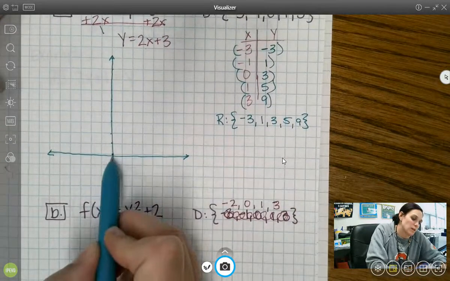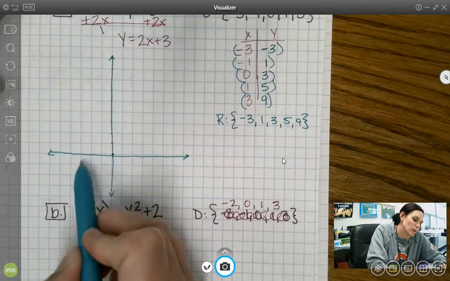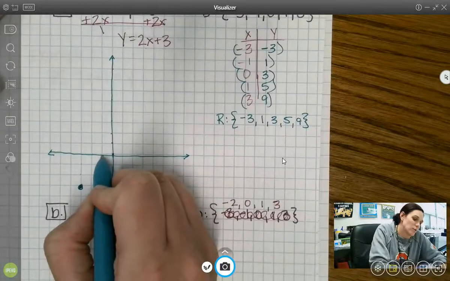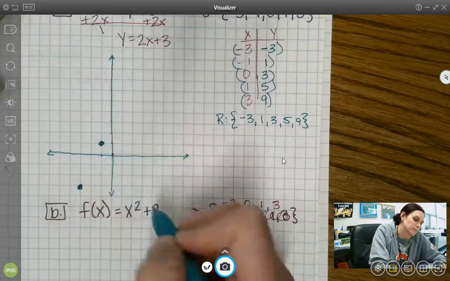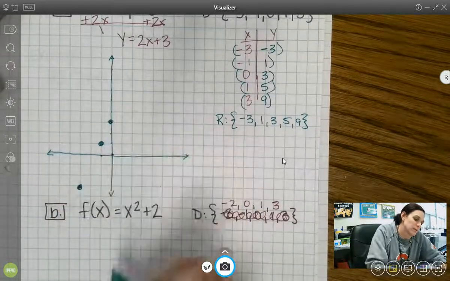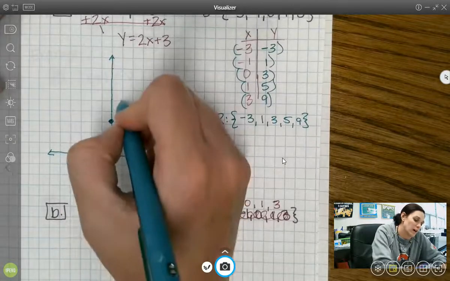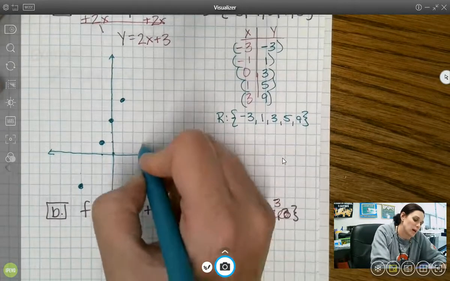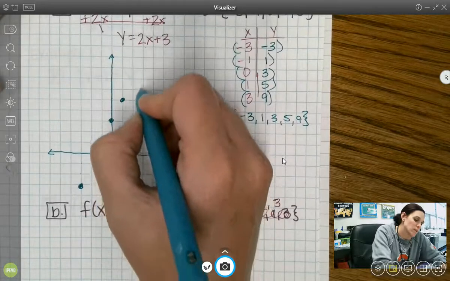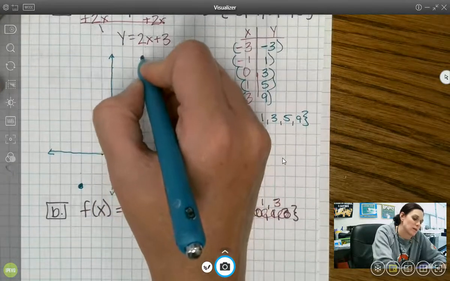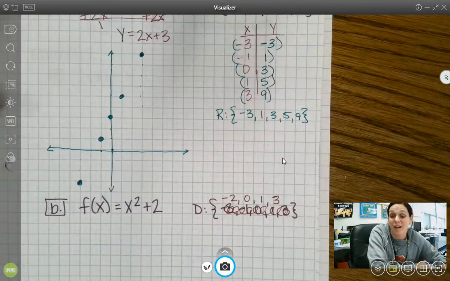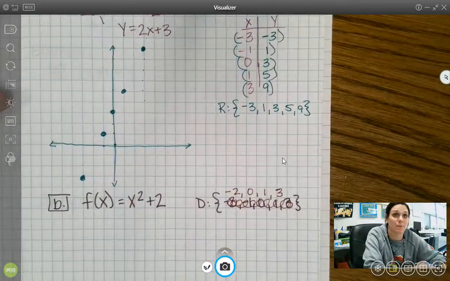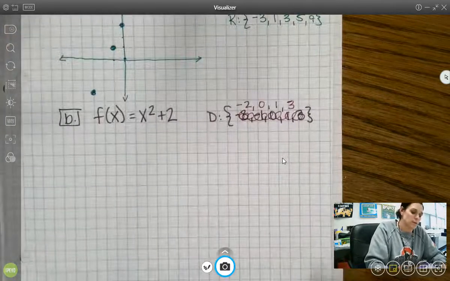So -3, -3, 1, 2, 3, 1, 2, 3, plot your point. -1, +1, 0, 3, 1, 5, and 3, 9. And again, I'm not connecting them because I was given 5 specific points. All right, let's check this other one for us.